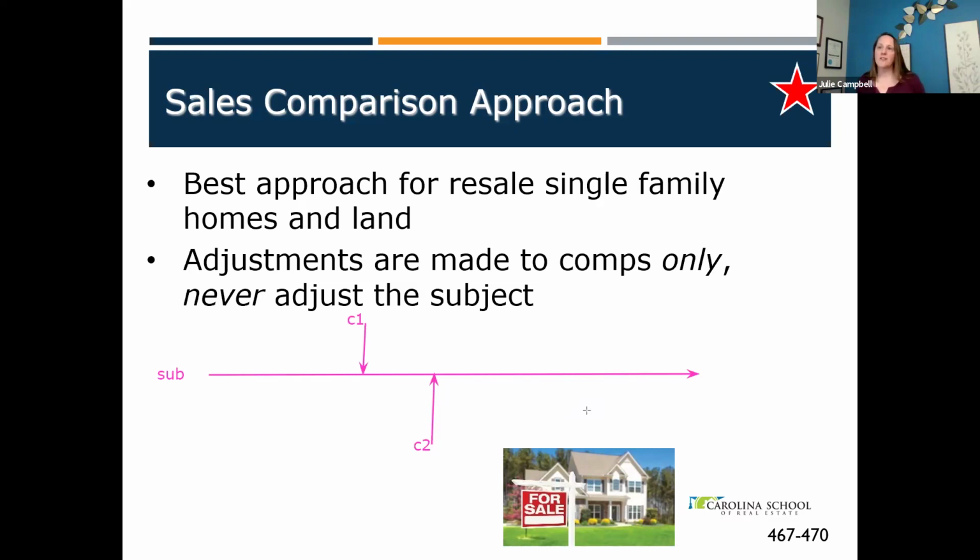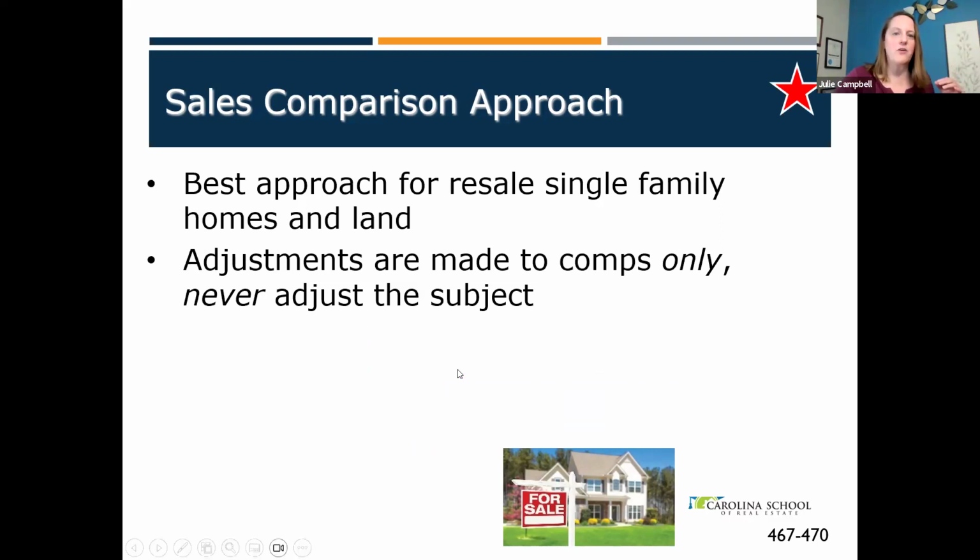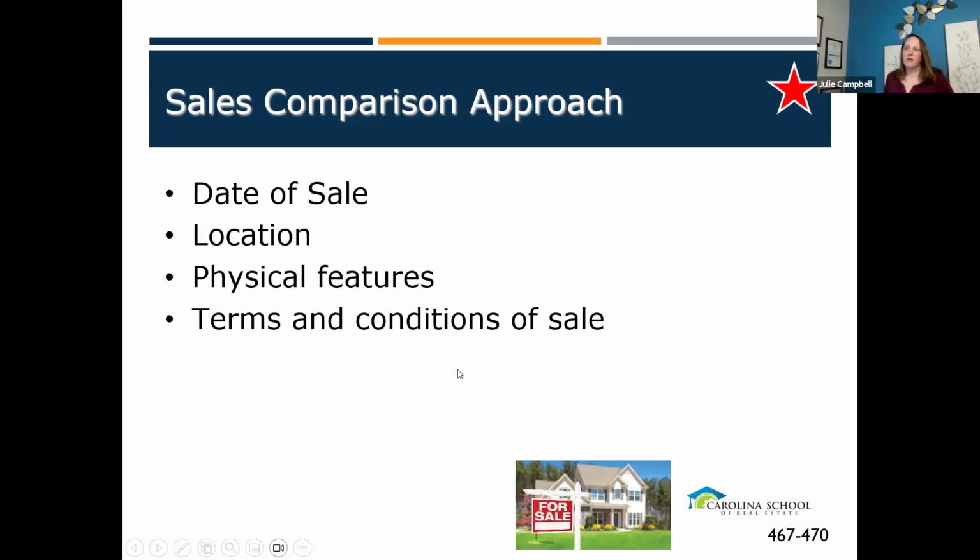What term will be defined as the house for sale? That's our subject property. The subject property is the one that the appraiser is trying to determine value on. So we'll look at an example in just a second. But what are some adjustments? What are some things that the appraiser may consider?